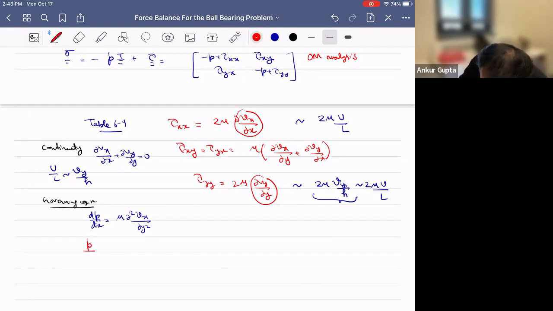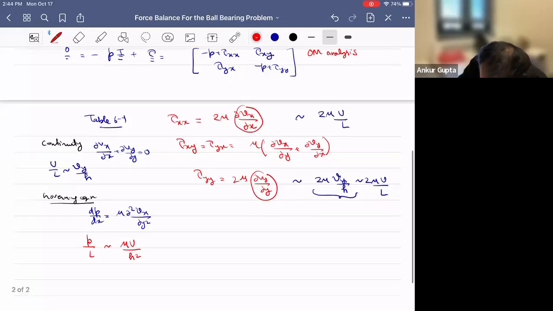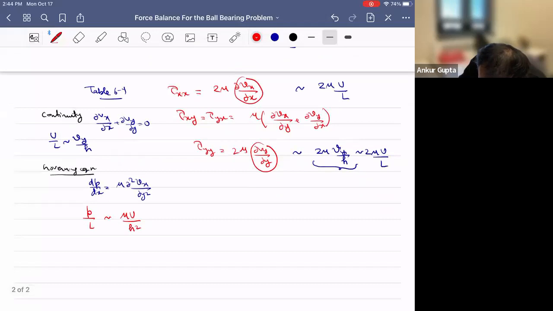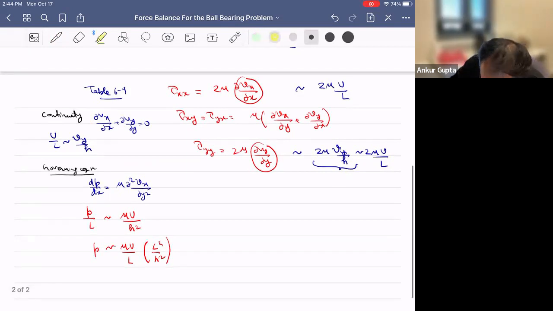So this means that we have pressure by L scales as mu u by h square. Okay. So we get mu u by L times L square by h square. So this is what I get as pressure. Now the reason to do this is that my pressure has a scale of mu u by L, and then I have this L square by h square here, and here I just have mu u by L, and the factors of 2 or 3 don't matter in order of magnitude analysis.